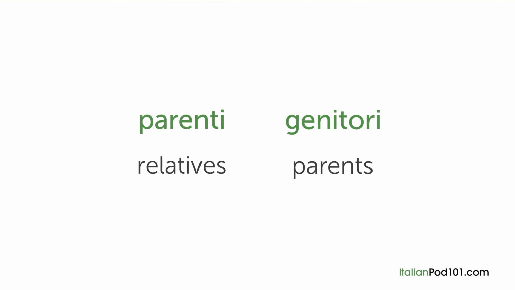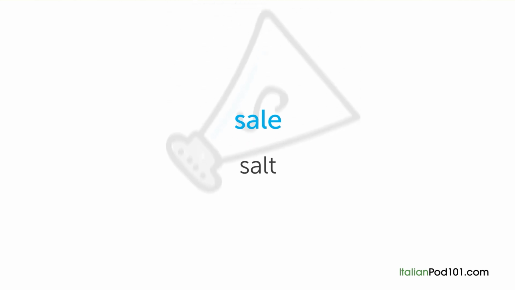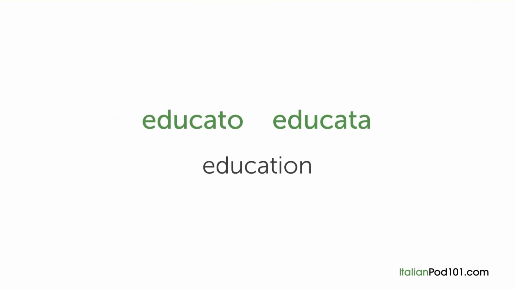If your Italian partner is going to introduce you to his or her parenti, you'll be meeting their relatives, not just the parents. The word parents is genitori in Italian. Also, if you see the word sale in a supermarket, don't think you're getting a discount. Sale is actually the Italian word for salt. If someone describes you as educato or educata, they are usually not talking about your education. They are saying that you are polite.